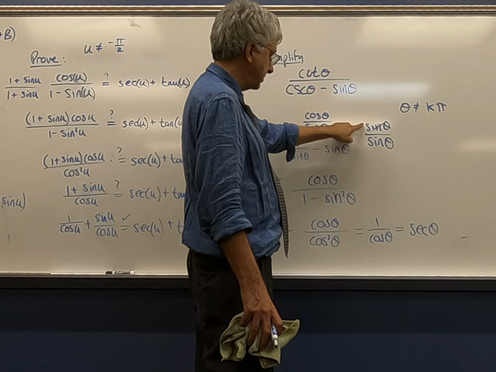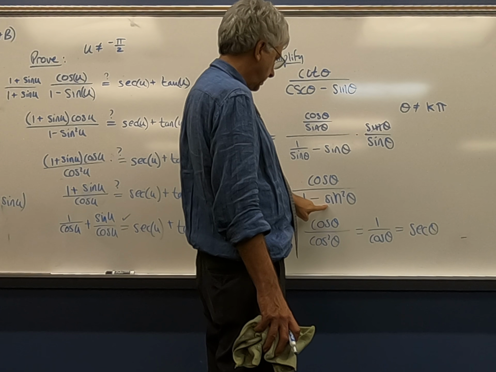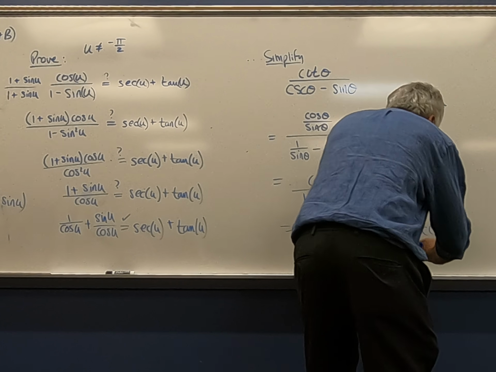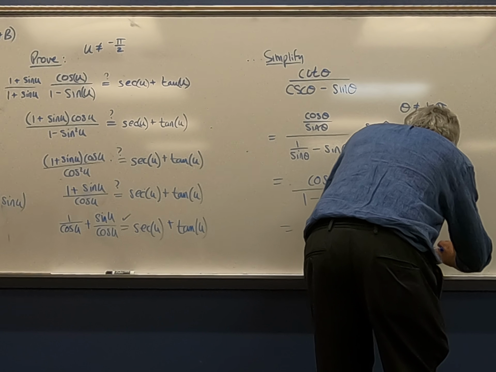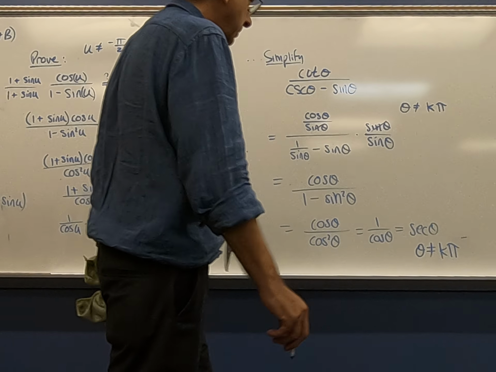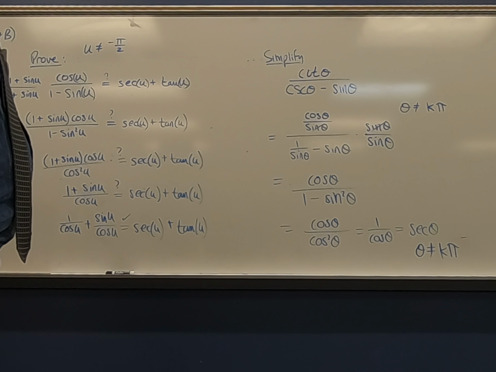Well, when we multiplied it by sine over sine, we're losing the fact that sine can't be 0. Here sine can be 0, then we're dividing by 1, right? So we should add the proviso at the end. These are identical provided that theta is not k times pi, where k is an integer. Theta is not some integer multiple of pi.